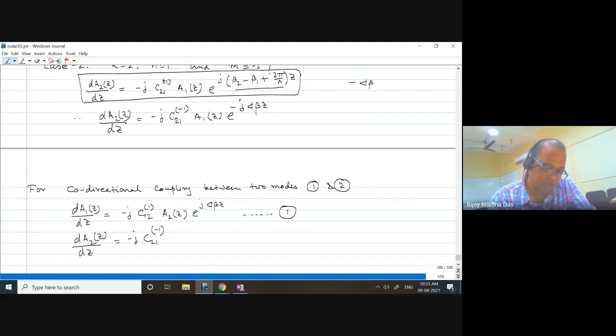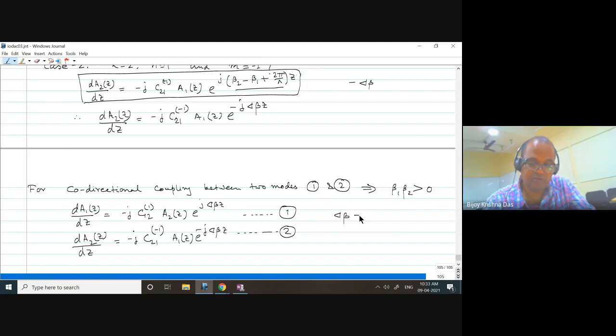C21 minus 1 A1Z e to the power minus j delta beta z. And here co-directional coupling means beta 1, beta 2 is supposed to be greater than 0. This is the co-directional case. Two equations I am getting. If we are restricting between two modes and one mode auxiliary equation, we always consider beta 1 minus beta 2 minus 2 pi by lambda. And this is the auxiliary equation, say we consider this is equation number 3, for example.